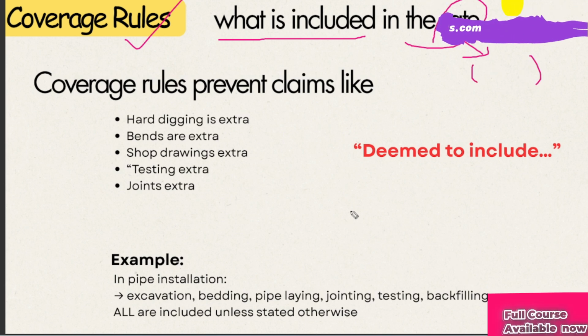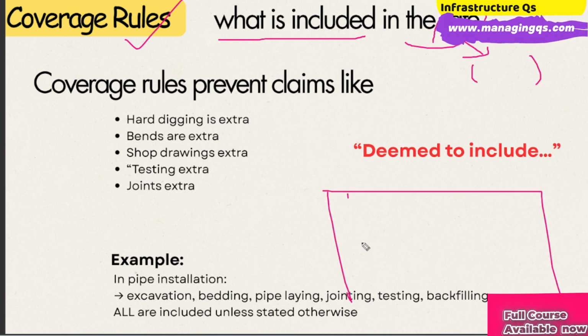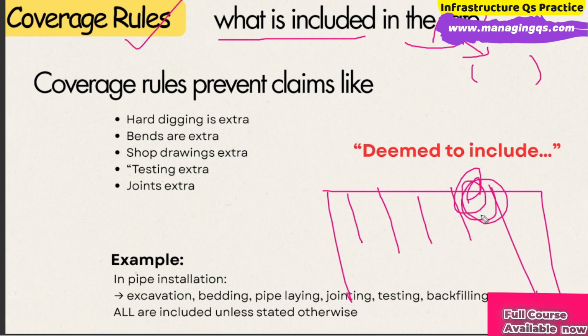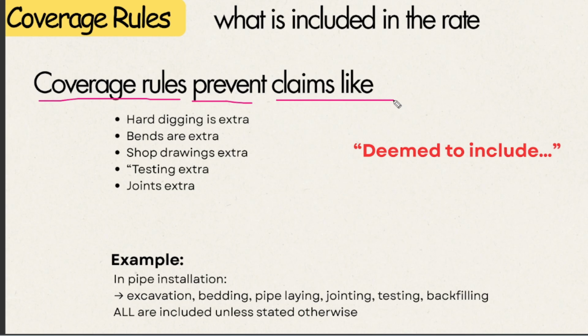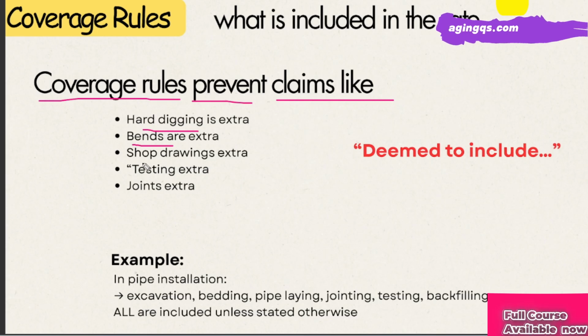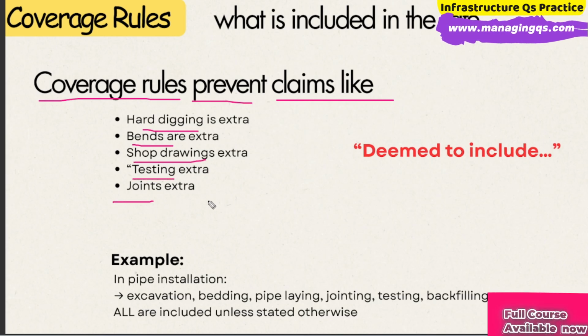So we know very well the BOQ consists of item description, unit, quantity, rate. So in this rate we have to consider the coverage rule for each and every construction activity. For example, this coverage rule prevents, means stops, additional claims like this. You cannot claim extra digging, and also you cannot claim extra bending, extra shop roaming, extra testing, extra joint, something like this, because all these other items should be included in the rate.